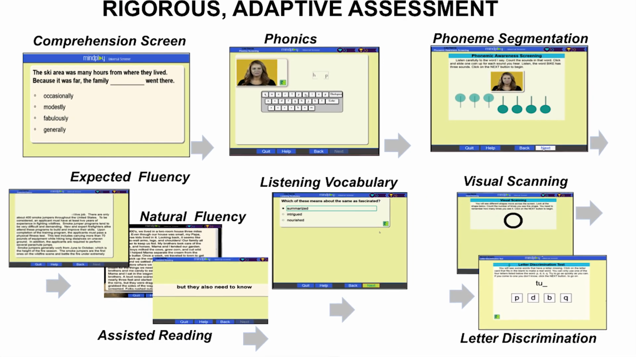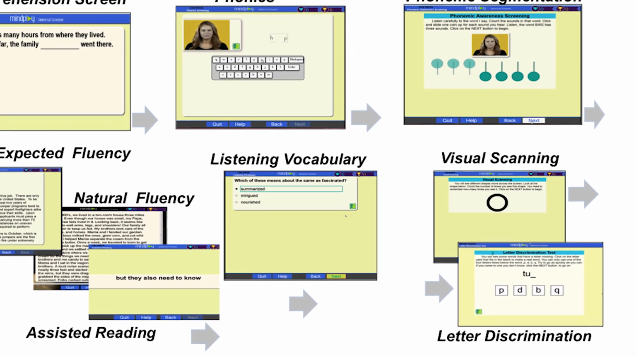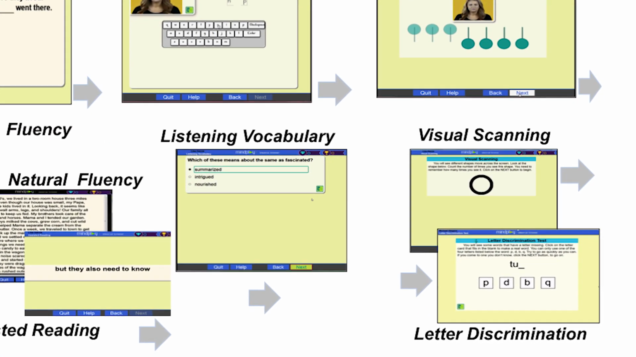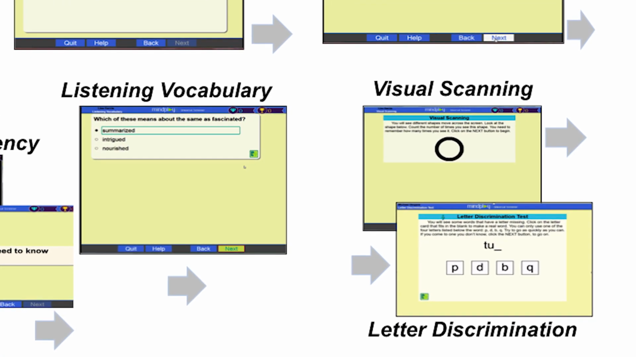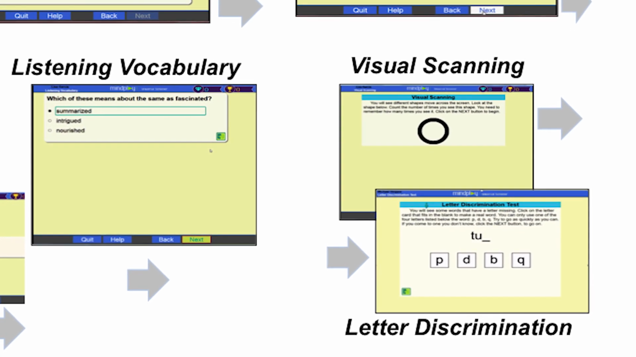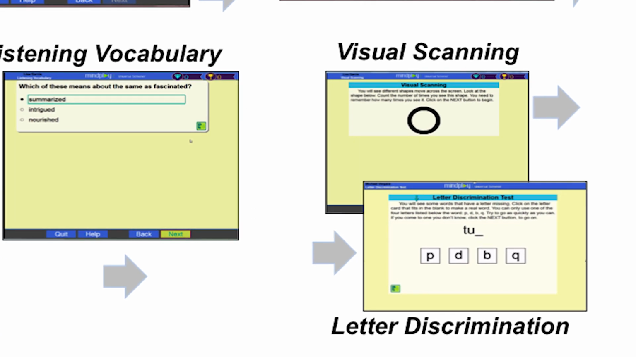The letter discrimination screener is the last test given and is given only to students in grades 2 and up. This is a test for orthographic competence. The student is shown a word where one of 4 letters is missing from a word.